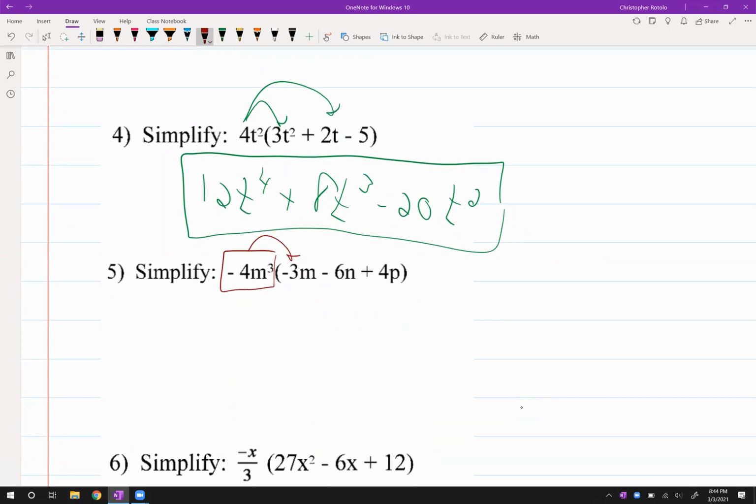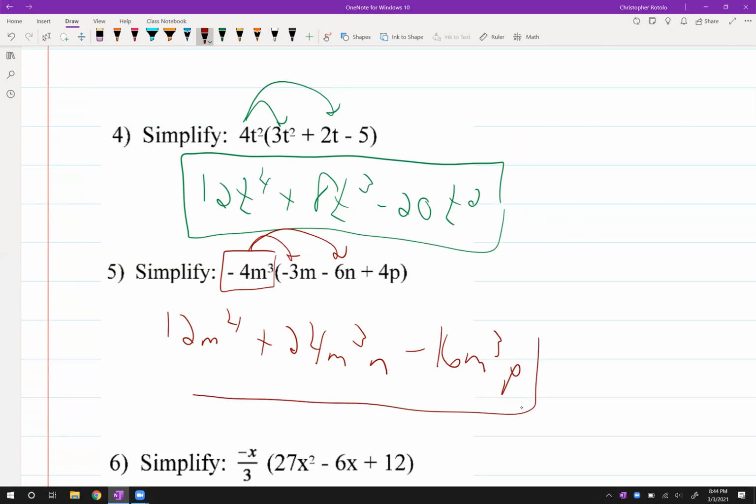All right, this time we're going to distribute a negative, so be careful with that. Negative times a negative is positive. So 4 times 3 is 12, and we'll get m to the 4th. Next, we'll do a negative times a negative is positive. This time I do have to show the sign. 4 times 6 is 24. I get m cubed and an n. And they're not the same base, so I can't add those together. Negative and a positive is negative. 4 times 4 is 16. M cubed. P wraps that one up.